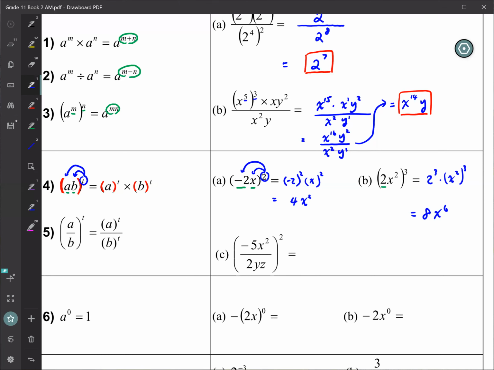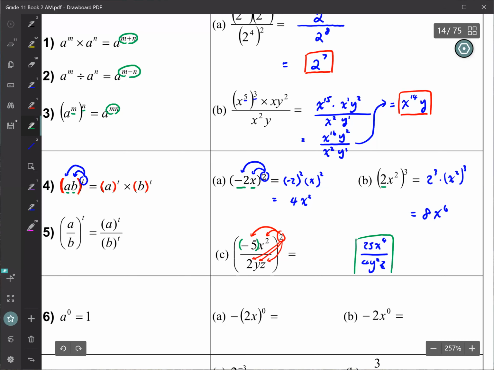Okay, Brendan, what's your answer for C? 25x to the power of 4, and then 4y squared z squared. Yeah, 4y squared z squared. Okay, so you just share the exponent to 1, 2, 3, 4, 5, right? 5 things. And remember the -5 needs to carry a bracket, okay? So -5 times -5 gives you positive 25. Okay, brackets are important. I keep saying that, right?